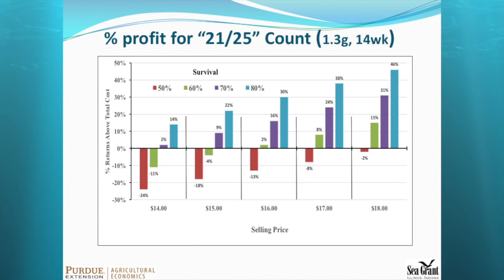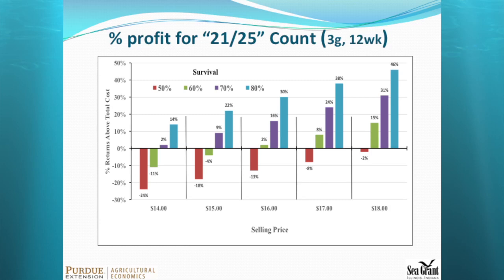Oh, and let me see. This one was for a standard size PL going in a 14-week grow out. This is for a larger juvenile going in, which would cost more, and a shorter period. And it's generally the same. Higher survival will make you more profitable over time. And obviously a high market price will help in that as well, even with poorer survival.